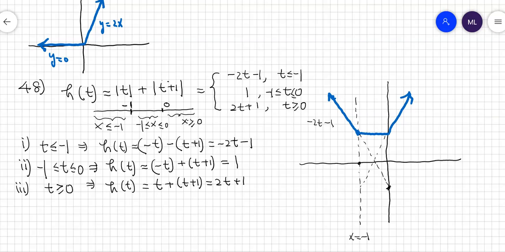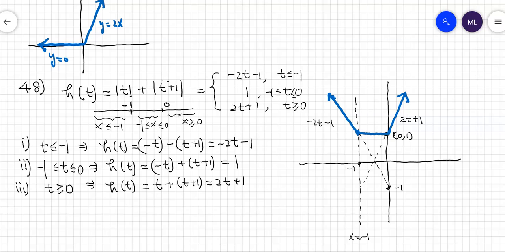Okay, the slope has to be the same. So let's make it a little bit nicer, a little bit sharper, like this. So this is 2t plus 1, okay? And this is 1. I say this point, 0, 1. All right, this is like negative 1. This is negative 1. So that's the graph.